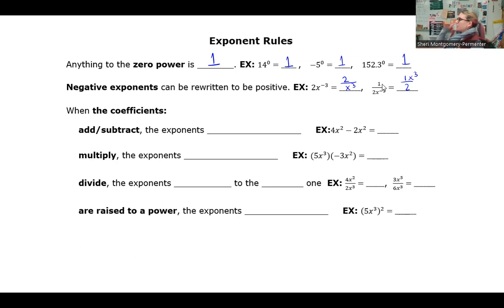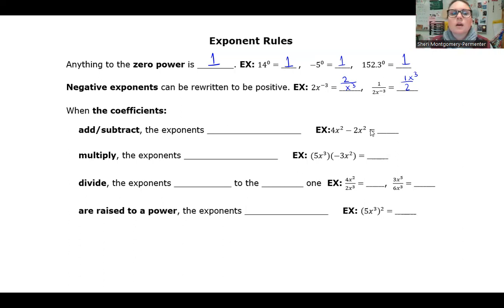So the next few things are when the coefficients are adding, subtracting, multiplying, dividing, or you raise it to a power. So the coefficients are the numbers in front. So here, that's like 4 minus 2.